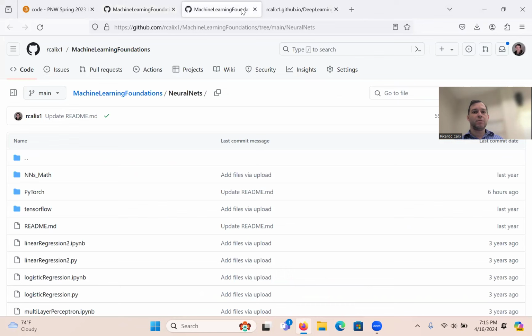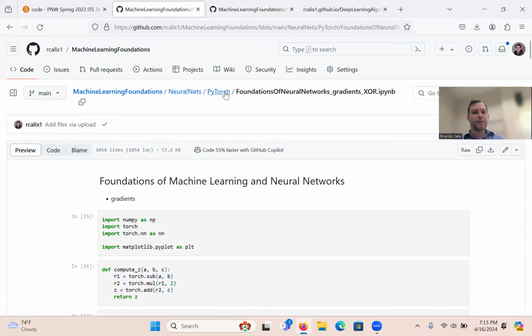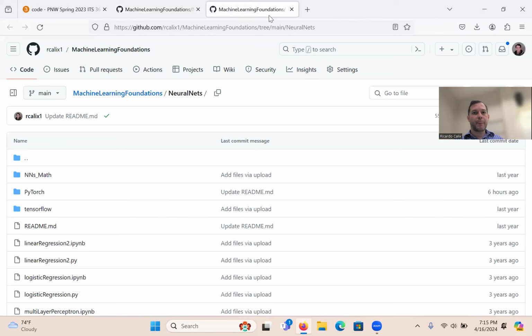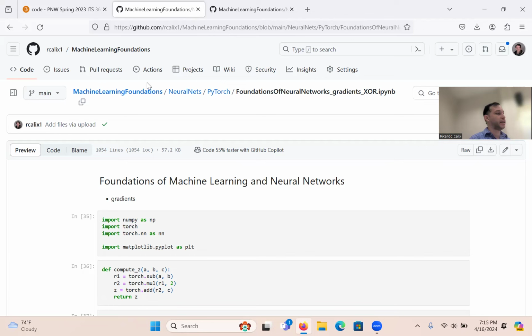All right. So I open foundations of, I'm going to close this as well. Okay, so I've opened this script, right? Foundations of Neural Networks, Gradients, and XOR. I definitely want to cover this one.